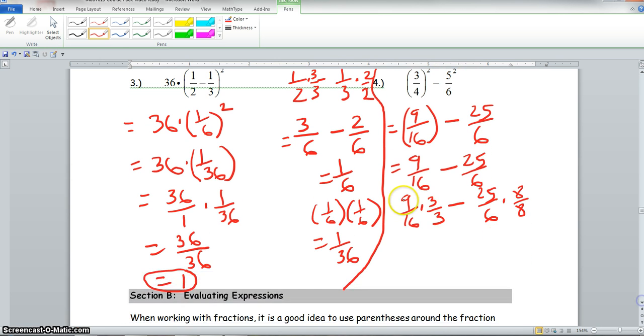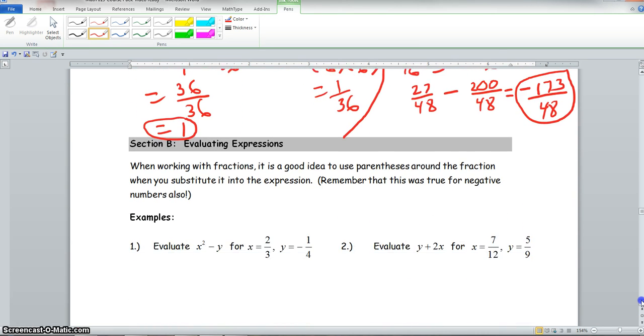Now, we do 9 times 3, which is 27. 16 times 3, which is 48. Minus 25 times 8 is 200, all over 6 times 8 is 48. 27 minus 200 will give us a negative 173 all over 48. Now, negative 173 and 48 has nothing in common. So this here is your final answer.